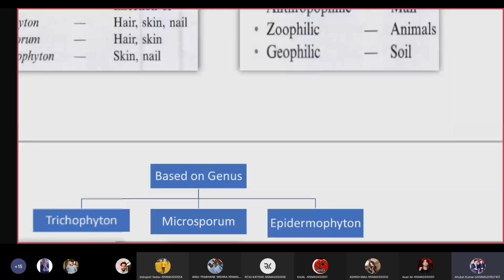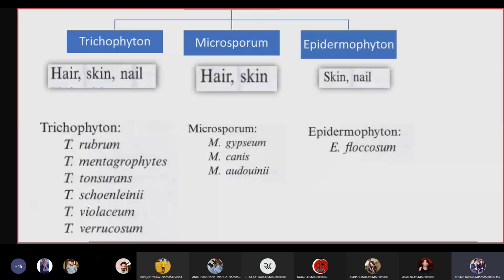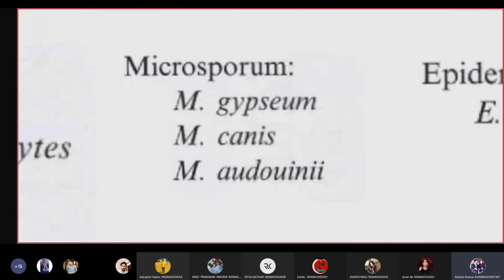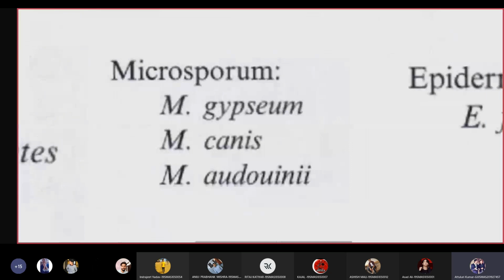Then we discussed the species present in the dermatophytes. So Trichophyton species include T. rubrum, T. mentagrophytes, T. tonsurans, T. schoenleinii, T. violaceum, and T. verrucosum. Whereas Microsporum species are M. gypseum, M. canis, and M. audouinii. Whereas the Epidermophyton species is E. floccosum.